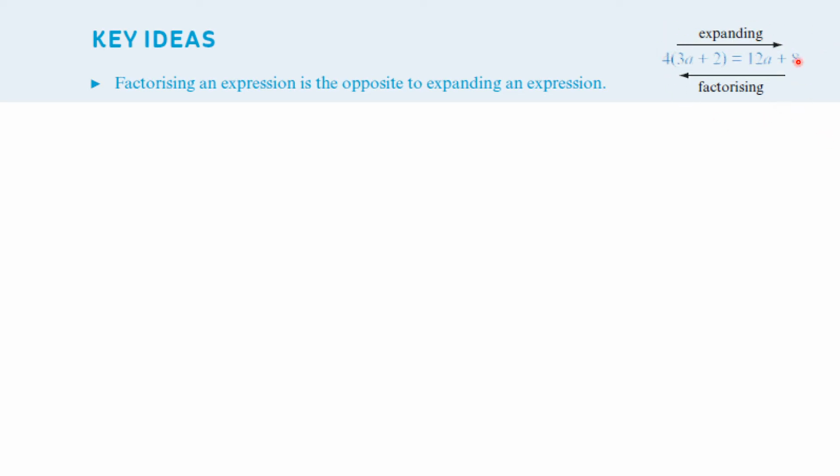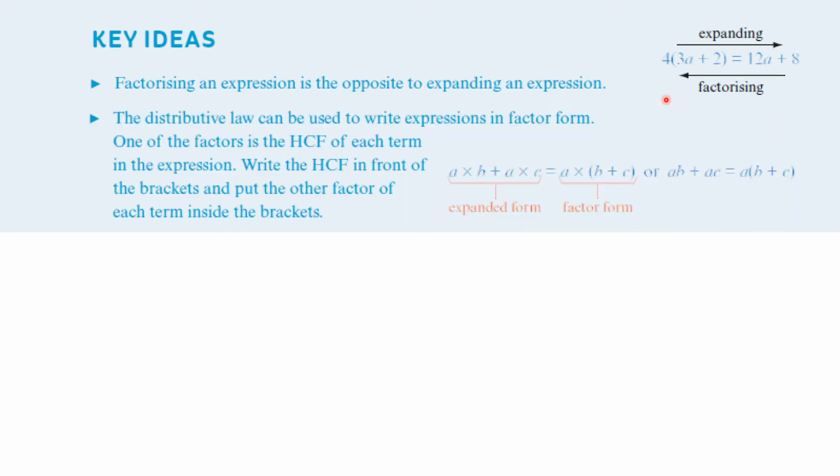Okay, so we're going to be given this type of expression and we're going to be working backwards to get the brackets back. That also involves finding the highest common factor, and then writing in the brackets what's left over. So here we're just showing you a little bit more process.